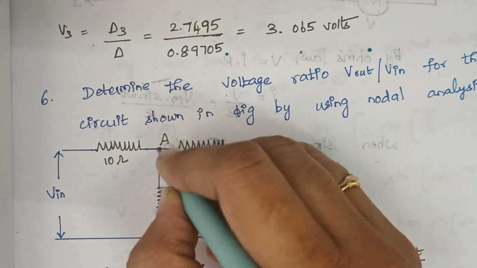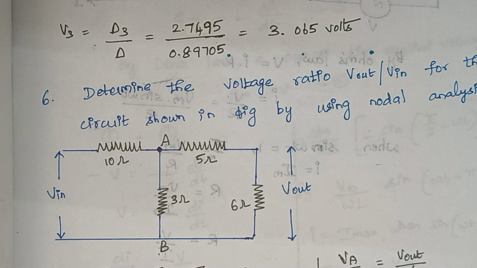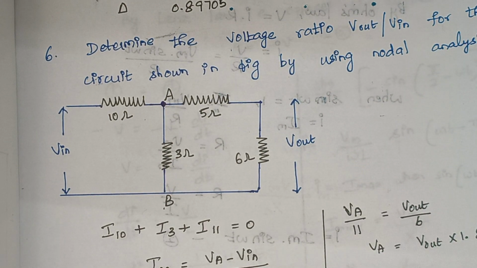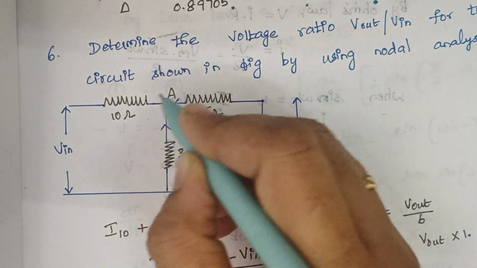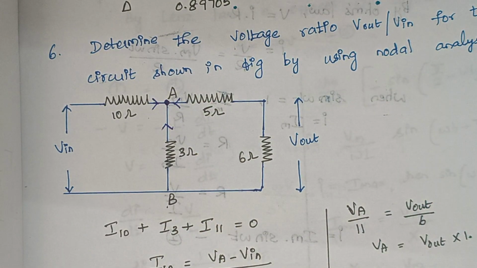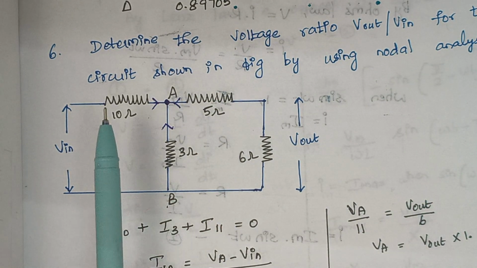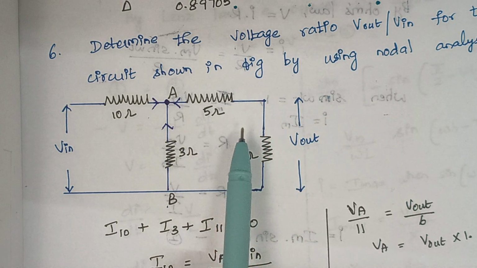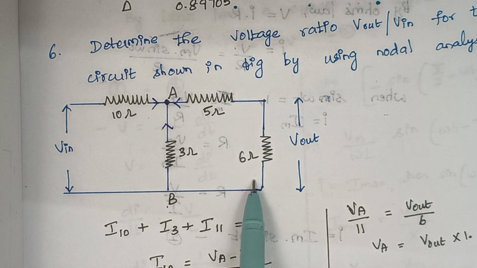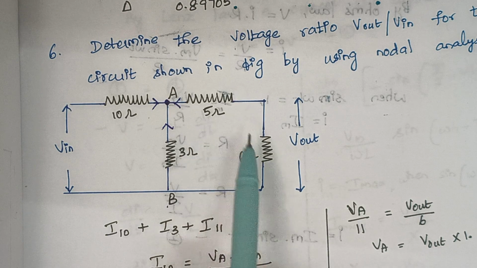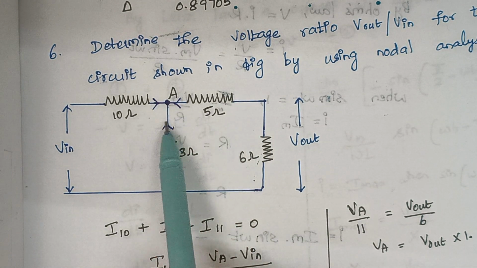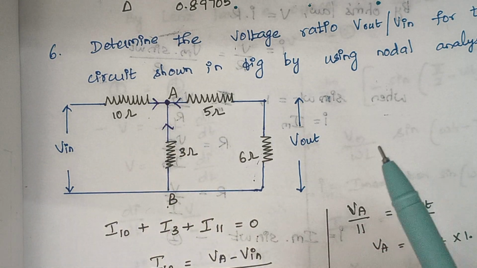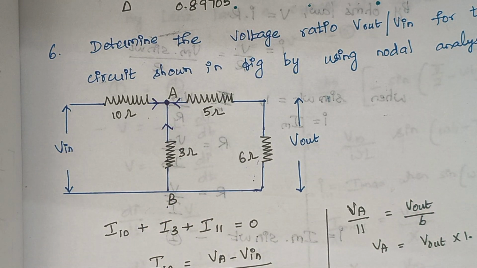So we are considering our node A, right? And we are assuming the current flows towards node A. That is, current from 3 ohms flows like this, and here it flows like this, and here it flows like this, right? Therefore, I10 plus I3 plus, we are combining these two resistors, so 6 plus 5 is 11, so I11 is equal to 0. Because all the currents are assumed to be flowing towards the node. There is no current which flows away from the node. So here KCL is applied, right?